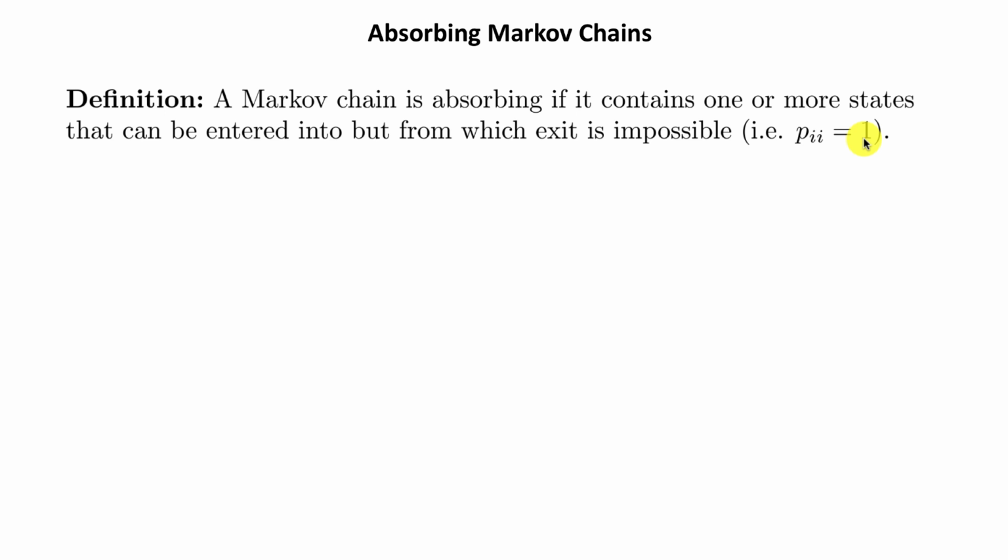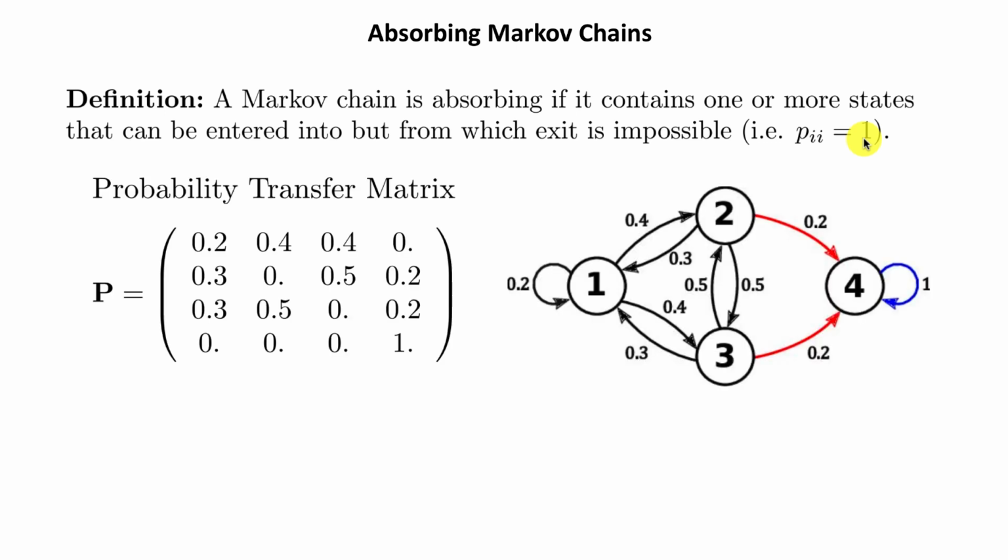Let me give you an example of an absorbing Markov chain. So, suppose that this is the probability transfer matrix. It's got this row over here. You can see that adds up to 1. This row adds up to 1. So does this. So does this. But here there is a 1.